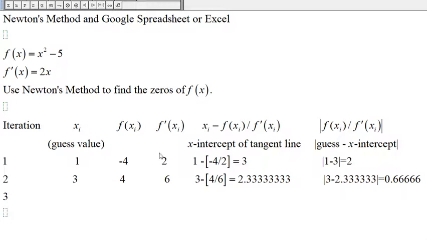We can see that getting to the zero of the function, depending on how many iterations, is going to be very tedious. This is where Google Spreadsheet or Microsoft Excel will be useful. Let's go to Google Spreadsheet, since it's free and anybody can have access to it, and we'll put all of this in and let it do the calculations.